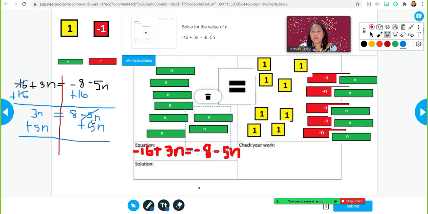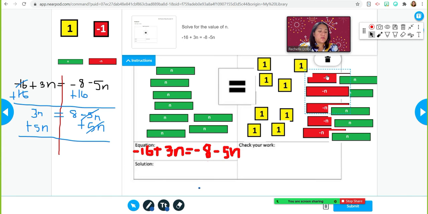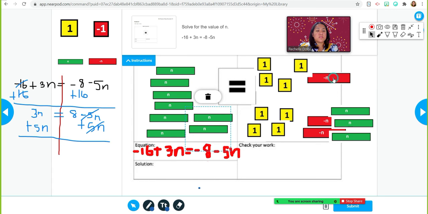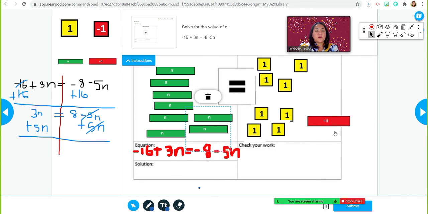Negative 5n plus 5n is just 0. Let's do it one at a time. I need to delete all of this because this will be a zero pair. Right. So here what is left is 8n, and it's equivalent to 8.